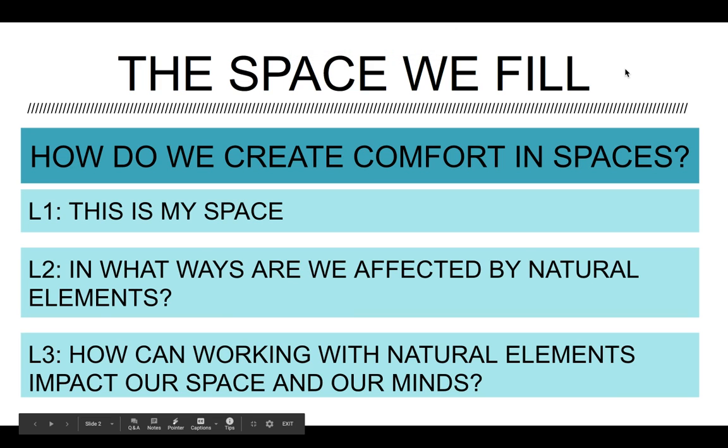So this unit is based around the space we fill. And some of our big questions are the following. How do we create comfort in spaces, which is something that we really focused on last week, documenting what kind of things make us feel comfort in our own homes. This week, we are going to be looking at what ways we are affected by natural elements.